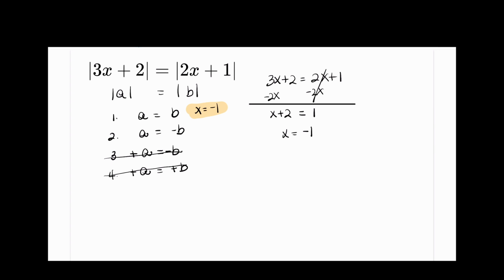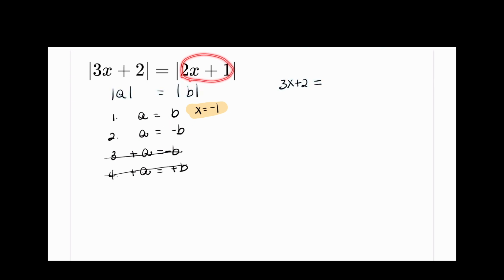And let's solve the second equation. This time we are assuming that this expression is positive. So we don't need to do anything. We'll just drop the absolute value. 3x plus 2 is equal to, and our b is negative. That means we need to take the negative of what's inside that absolute value, 2x plus 1. I'm going to distribute the negative, so you get negative 2x minus 1.